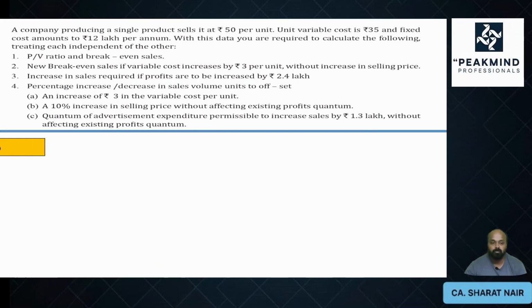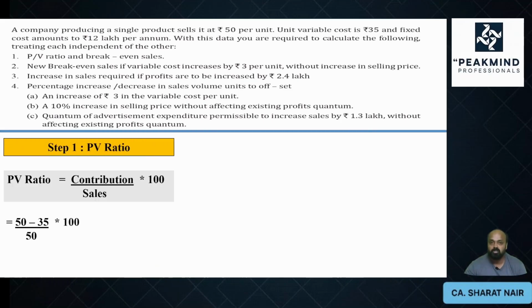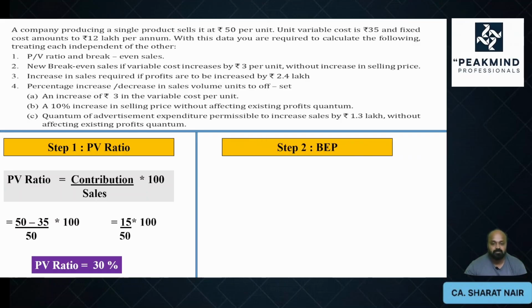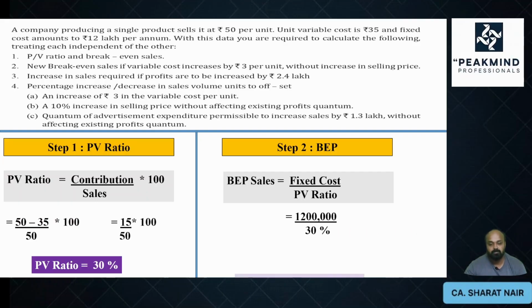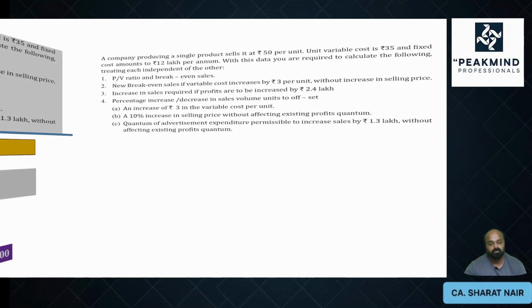First one, let's find out the PV ratio. The PV ratio will be contribution by sales into 100. So 50 minus 35 divided by 50 into 100. Your answer will be 30%. Next, let us find out the break-even point. Break-even point is fixed cost by PV ratio. Fixed cost is given, 12 lakh. PV ratio we just computed. So 12 lakh divided by 30%, your break-even point will be 40 lakh rupees. So with this, the first part of the question is over.